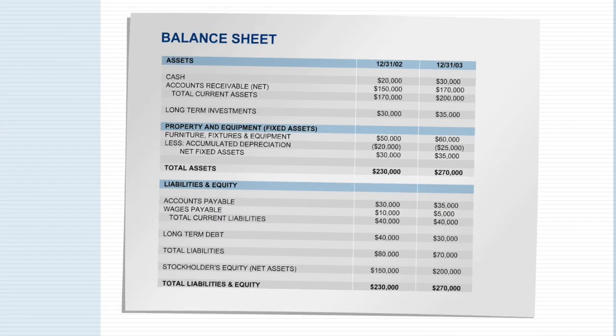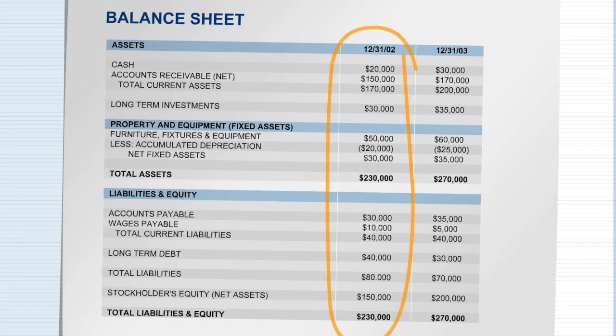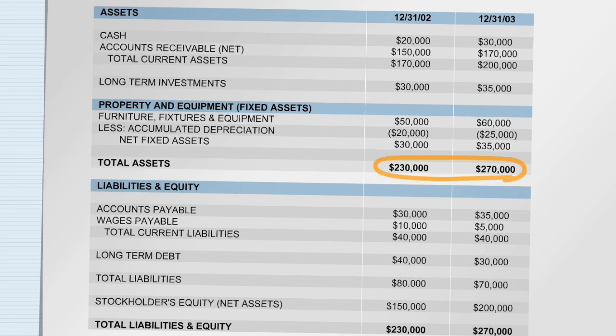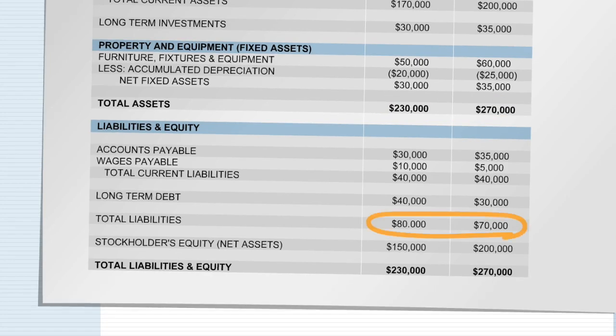Here's a sample of a balance sheet from a typical medical practice showing a snapshot of the financial status of the practice on December 31st, 2002 and on December 31st, 2003. By comparing the figures, you can get a good idea of what's been happening at the practice during that year. Total assets have jumped from $230,000 to $270,000, while total liabilities have fallen from $80,000 to $70,000. This means that the shareholders' equity, or net assets of the practice, has risen from $150,000 to $200,000. In other words, over the course of the year, the net assets of the practice have risen by $50,000.